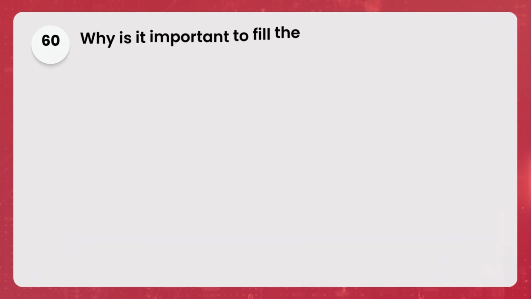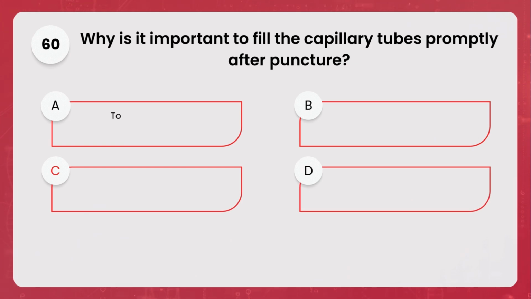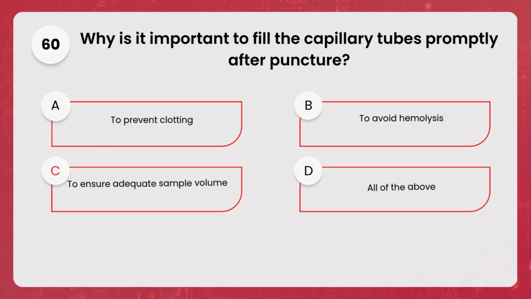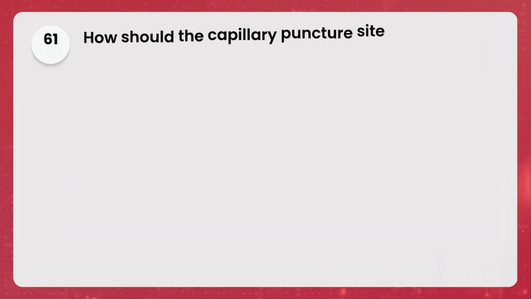Number 60. Why is it important to fill the capillary tubes promptly after puncture? A. To prevent clotting. B. To avoid hemolysis. C. To ensure adequate sample volume. Or D. All of the above. The answer is D.